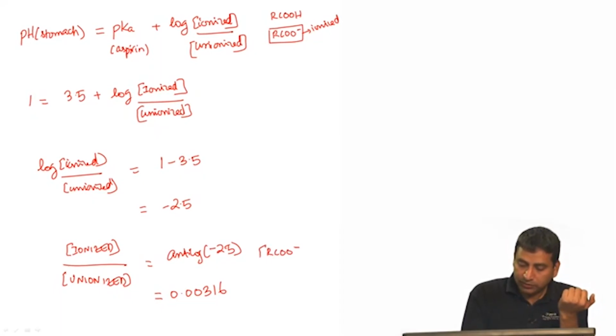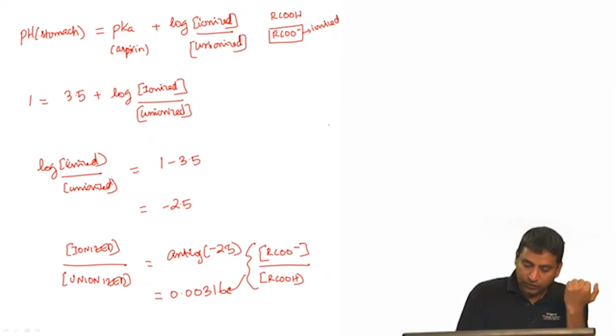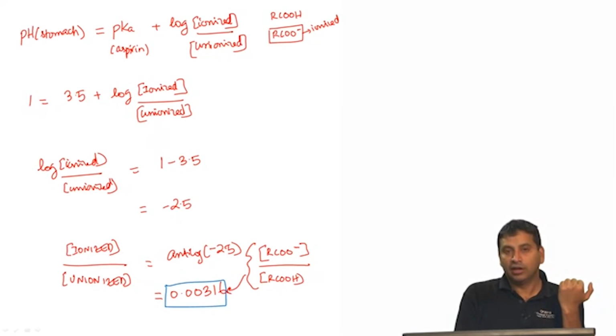Okay. So, what this number means is that the ratio of RCOO minus divided by RCOOH is this number. For every 1000 unionized molecules, there are perhaps 3 ionized molecules. So, this being such a small number means that the molecule is predominantly in the unionized form.